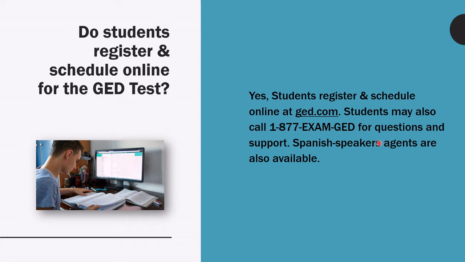Okay, you cannot enroll for the test over the phone. You need to go into the GED.com website. You need to register for a free account. It is very easy, just like opening a Facebook or an Instagram account. You register there, it is free. All you need is your name, an email address, a date of birth, and your address. And you can register for your exam.